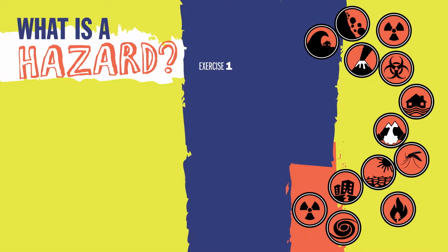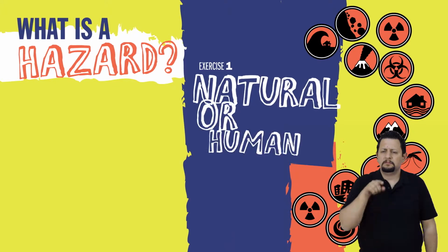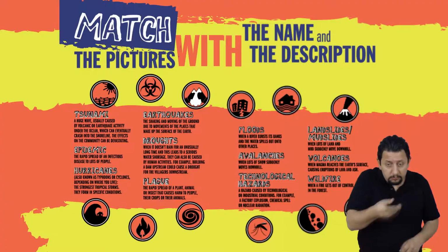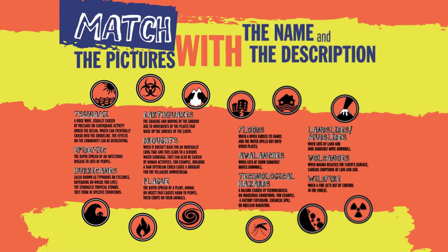On the left, what is a hazard is written. On the right, various warning symbols. Exercise 1. Natural or human-made? See facilitator's notes. Descriptions as follows. A big wave approaching to a house.